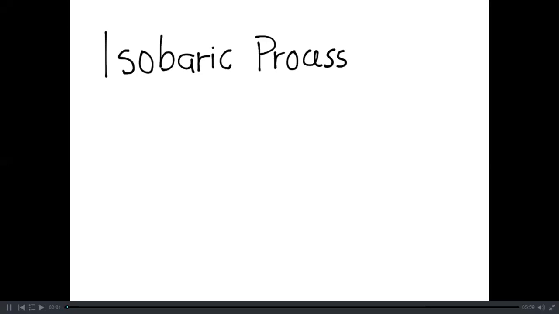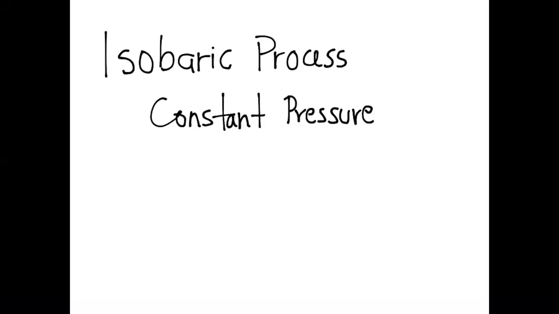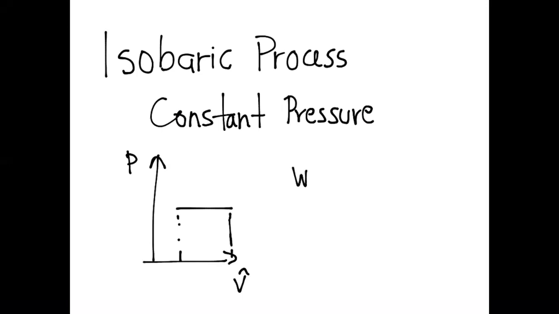In this video we're going to discuss the isobaric process, which means constant pressure. For instance, if we have once again a PV diagram, we're going to see once again a straight line, but in this case it's a horizontal line. The work, which is the integral of PdV, is going to be the area below the curve, which is P times the change in volume.